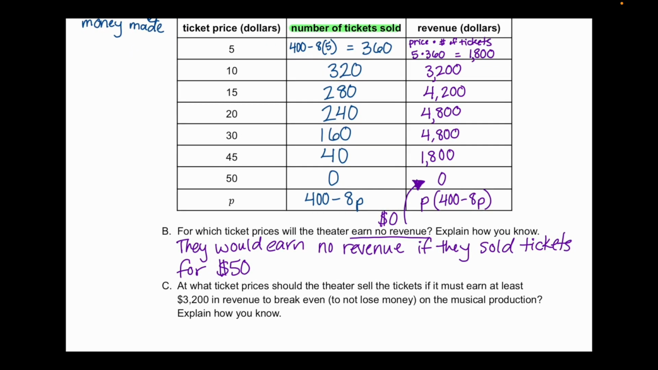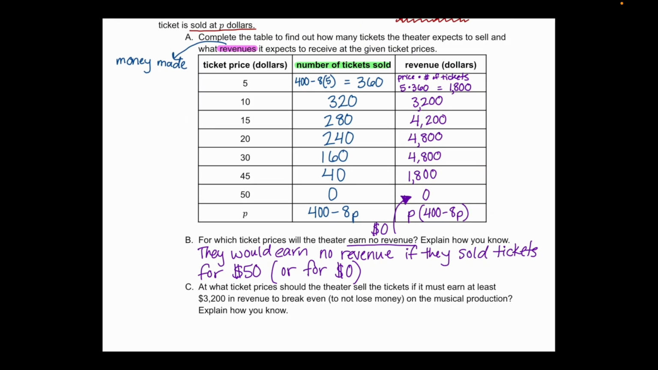Now, there's one more on here that I would say could be a technicality, but it's not on our table. So I'm going to put this in parentheses, and I'm going to say, or for $0. And I guess at that point, I'm saying it's a technicality because then they're not really selling them. They're giving them away, but they're not earning any money from it because they're not collecting any money. So that's another possible thing: if their ticket price was $0, they might sell a bunch of tickets. According to their equation, they'd sell 400 tickets, but not make any money off of it.